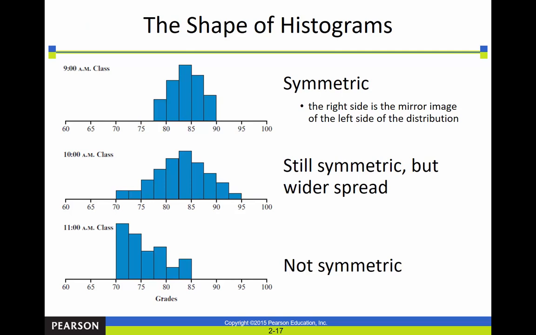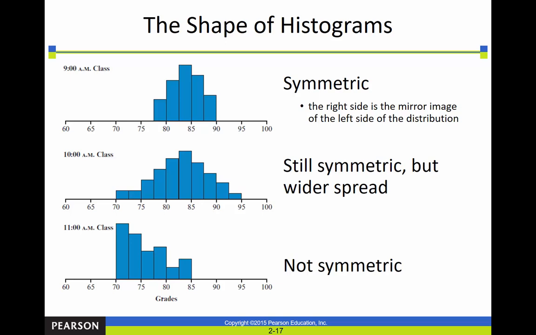So it looks something like this. You can see that they can be shaped in a number of ways. Symmetric, meaning the highest points in the middle, tapering off to either side. This looks like maybe the grades in a class, right? Still symmetric, but wider spread on the second one.